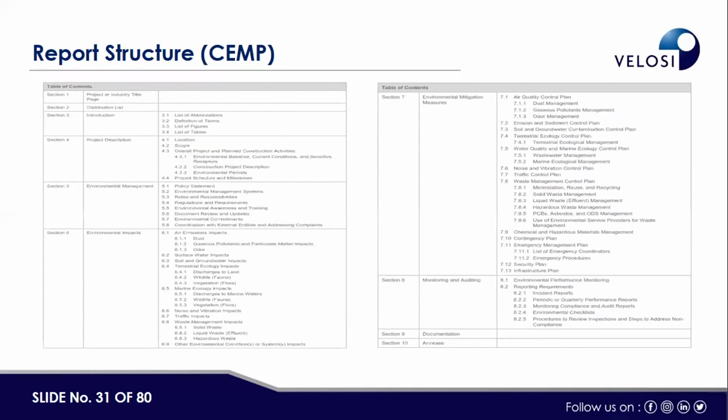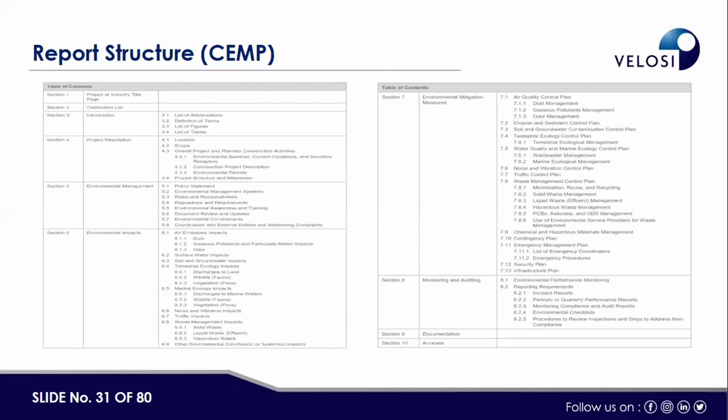Okay, so as I mentioned before, I will present to you some structure of the CMP or the EMP. This is the report structure or the plan structure for the environmental management plan, and you can see that we have to give some introduction, project description, and then the environmental management, and then what impacts are related to that particular project.